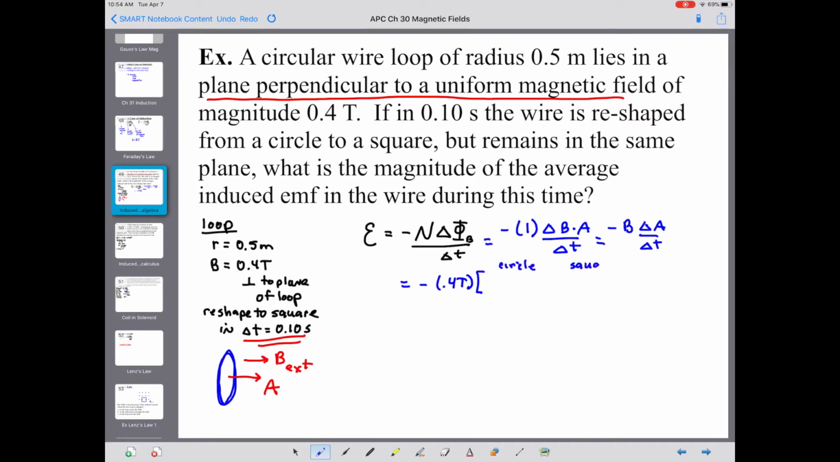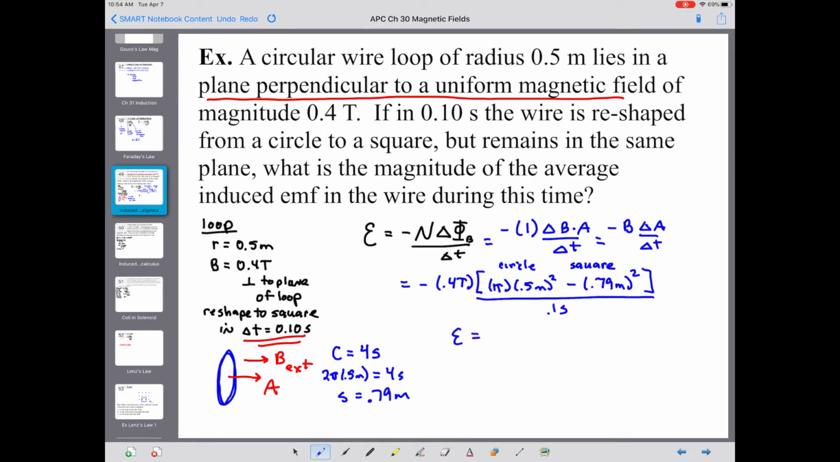Change in area, that's going to be the area of your circle minus the area of the square. So that's going to be pi times 0.5 meters squared minus the area of the square. Well, we need the length of one side of the square. So over here, the circumference of the circle would be 4 times S, if S is the length of one of your sides of the square. So 2 pi times 0.5 meters is equal to 4 times S. That will give us an S of 0.79 meters. And so then the area of the square would be 0.79 meters squared.